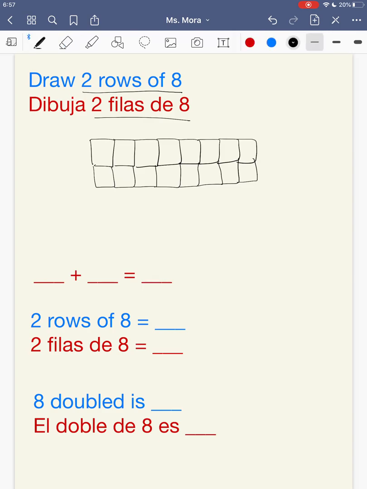Okay guys, so I drew my 2 rows of 8. Now I'm gonna write my number sentence, and I have 8 plus 8 equals, and I hope you said 16. And then 2 rows of 8 equals 16 because it's right there.